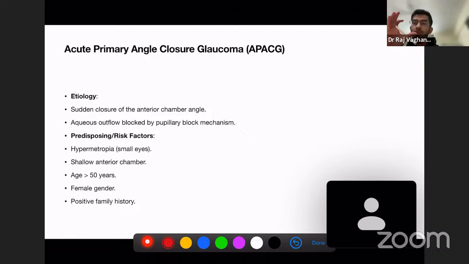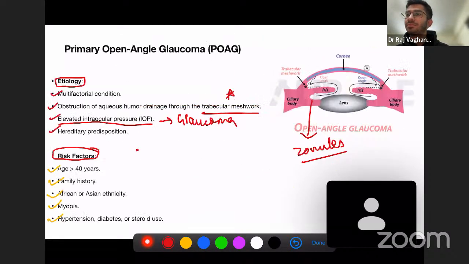In primary open angle glaucoma, the angle was open continuously and the fault was in the trabecular meshwork. There was trabecular meshwork resistance, which restricted the aqueous humor outflow. What is happening in angle closure glaucoma is that there is no defect and no resistance in the trabecular meshwork. The thing is that the angle is closed. I'll show you the diagram. This angle is closed.